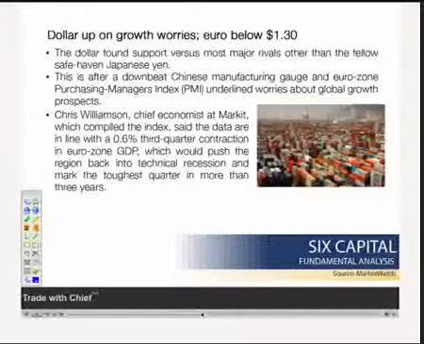So we have a chief economist saying that the data are in line with a 0.6% third quarter contraction in Eurozone GDP, which would push the region back into technical recession and mark the toughest quarter in more than 3 years. So therefore, if economic growth does not improve soon, we would expect to see a drop in the euro while investors flock to safe haven assets such as the US dollar.